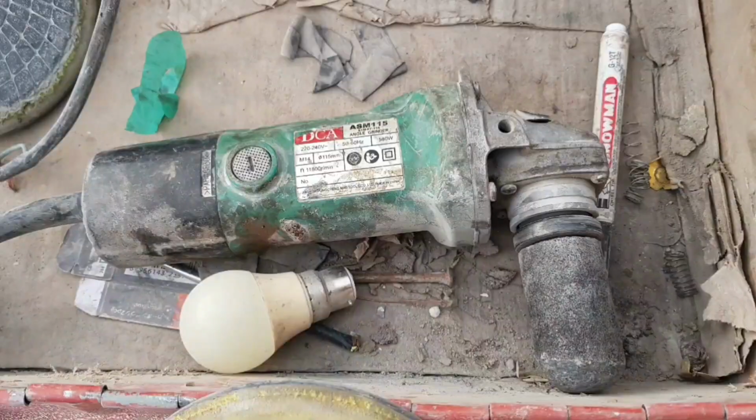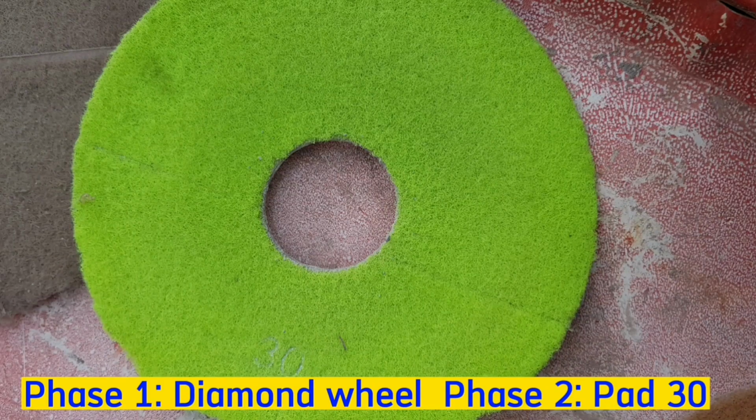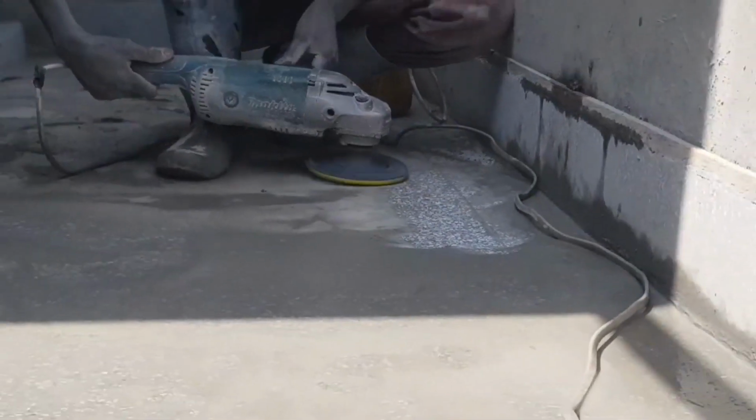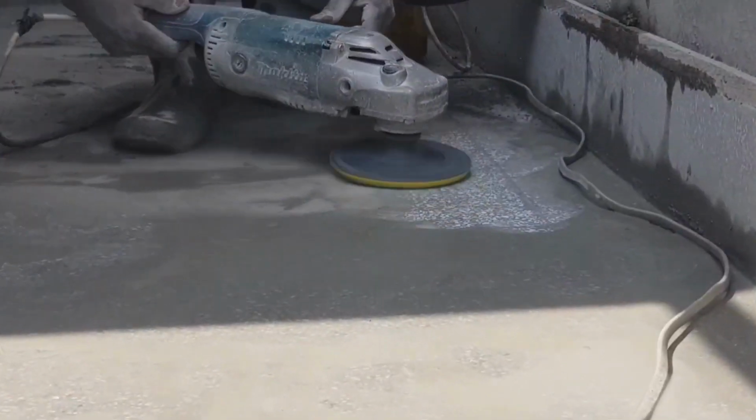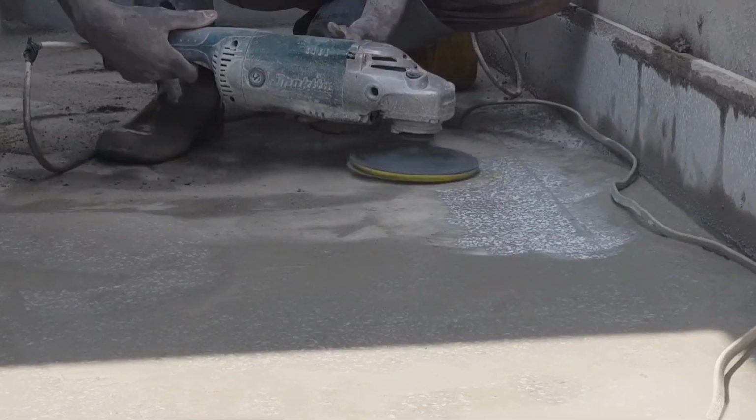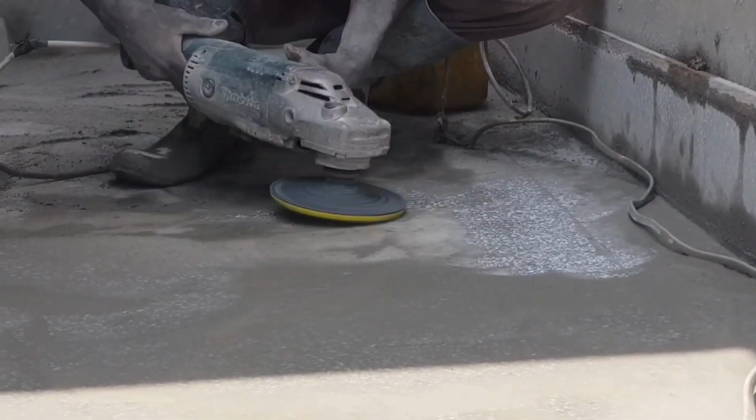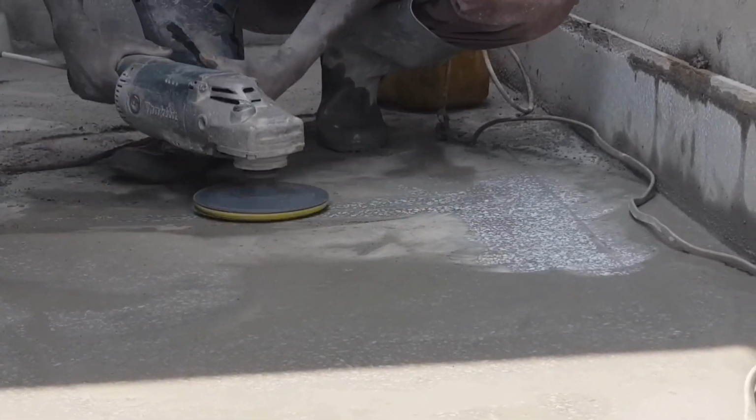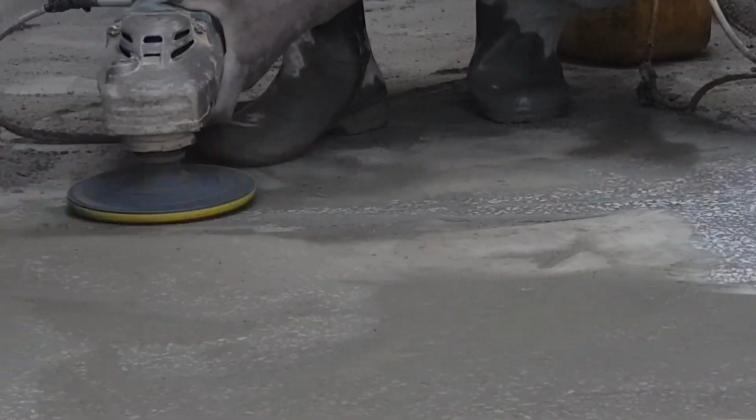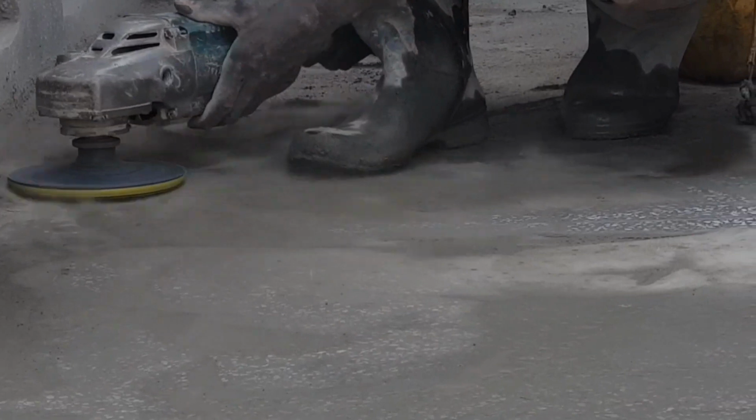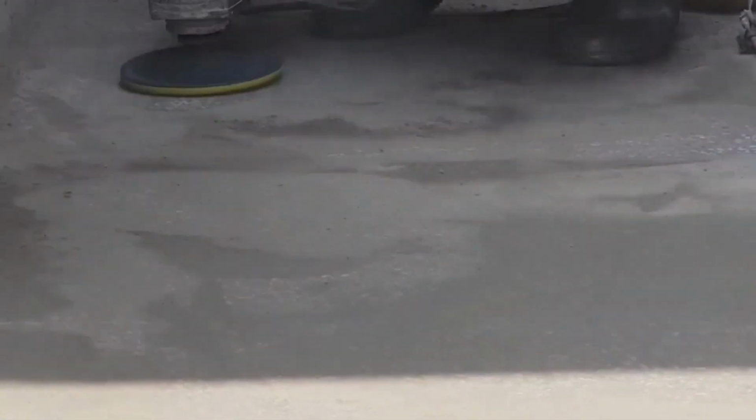The second phase is grinding using pad 30 to receive filler, complying with the color used and leave it to dry. We apply filler on spots or holes where the terrazzo flooring stones are not spread properly. At this stage, the floor is a bit smooth, and from the sound of the grinder, you can literally hear the difference in sound between the diamond that was in the first phase and pad 30 in the second phase of grinding.